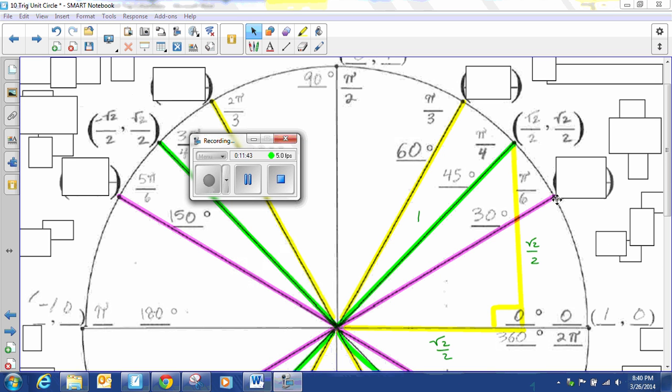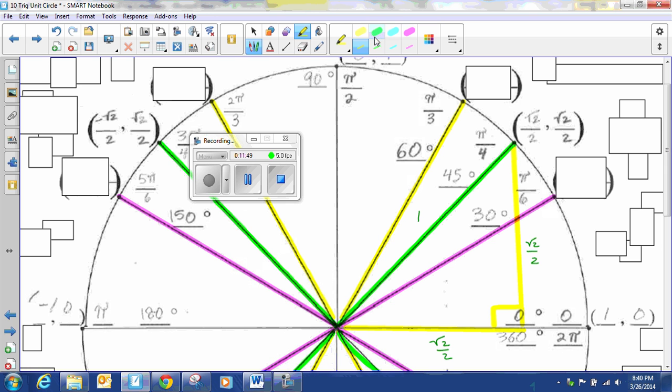Now let's investigate 30 degrees. This over here is going to create a 30, 60, 90 right triangle. So I'm going to go ahead and connect this down to here and extend this over here. And as you can see, this is a 30, 60, 90 right triangle with 30 degrees here, 60 degrees here, and the hypotenuse is 1.